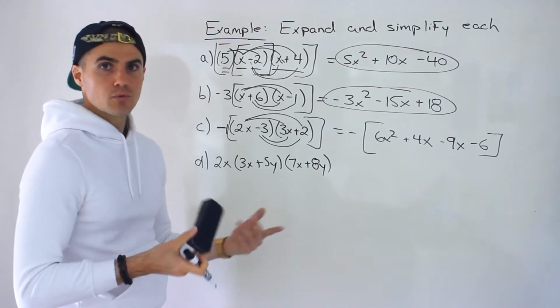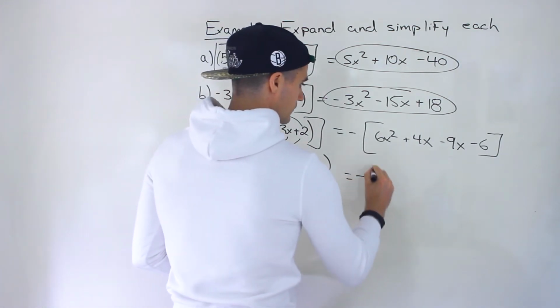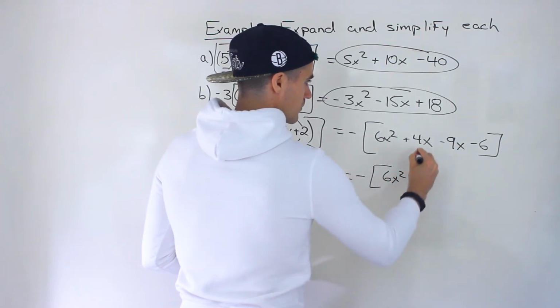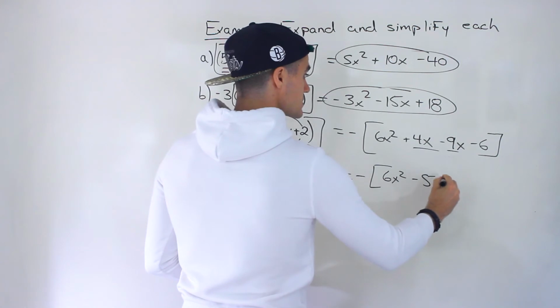And then from here, what you want to do is you want to simplify that square bracket. These 2 are like terms. 4 minus 9 would give us minus 5.